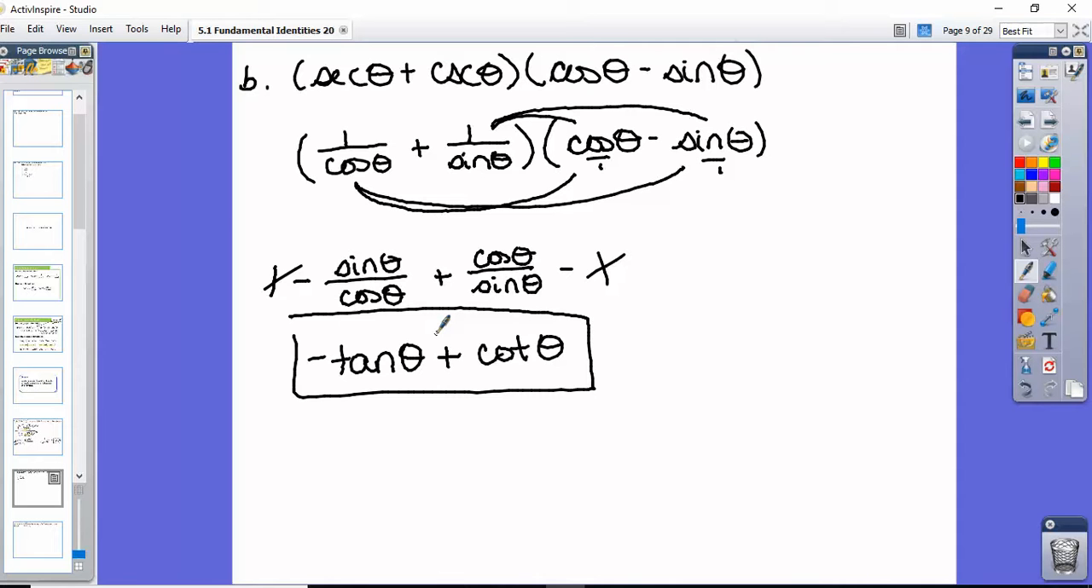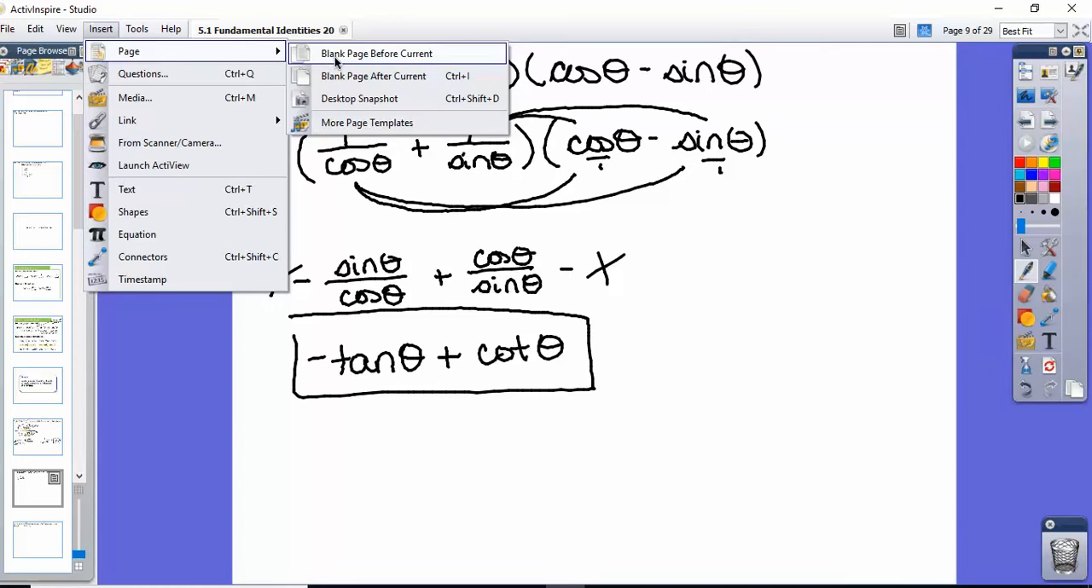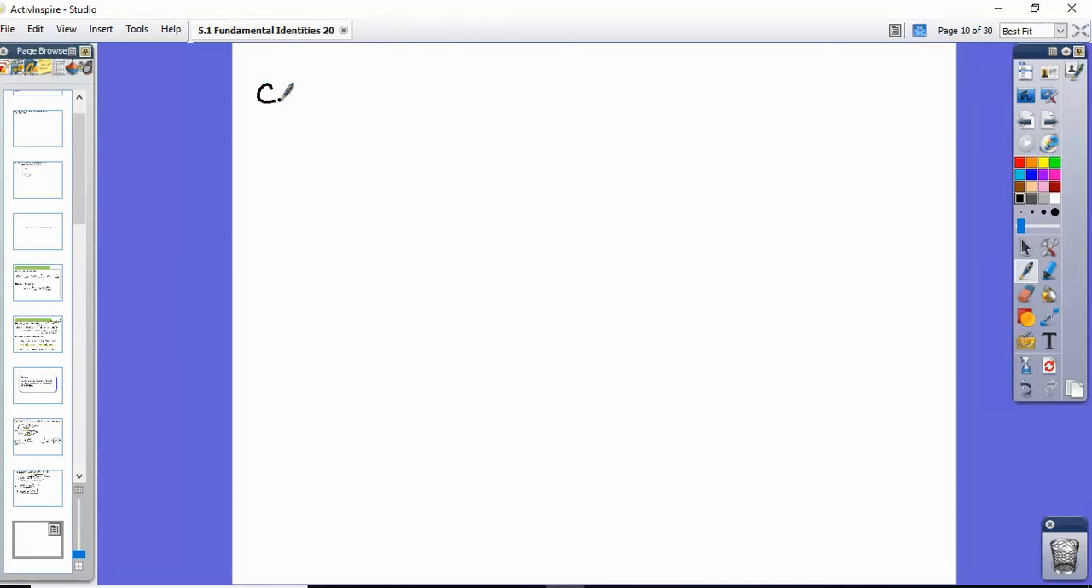Okay, let's try another. If I give you cosine x plus sine x over sine x. If it's cosine squared plus sine squared, I can turn that into a 1. But if it's just a plain cosine plus sine, I can't do anything. This is already in terms of sines and cosines.